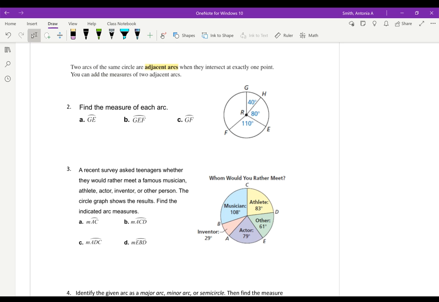So, 2 arcs of the same circle are called adjacent arcs when they intersect at exactly 1 point. You can add the measure of 2 adjacent arcs.